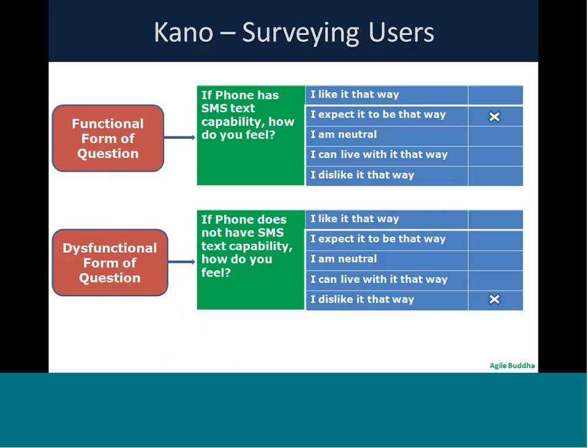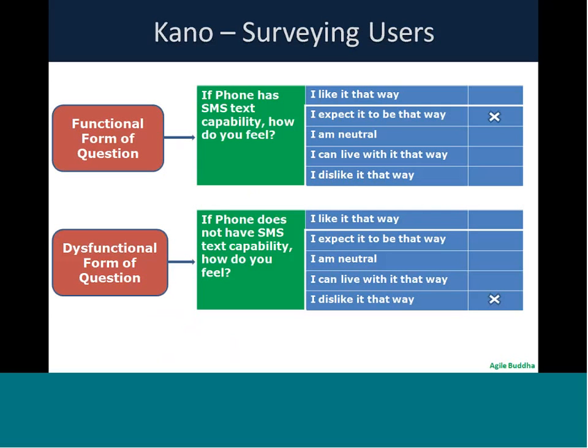When you're building a product, for a particular user set or a global audience, you need at least around 30 to 40 such users for you to use this model. There are two ways of asking a question. What's called the functional form means the feature is present, and the dysfunctional form means the feature is not present. So let's take an example. If the phone has SMS text capability, how do you feel? The customer can rate it across whatever options.